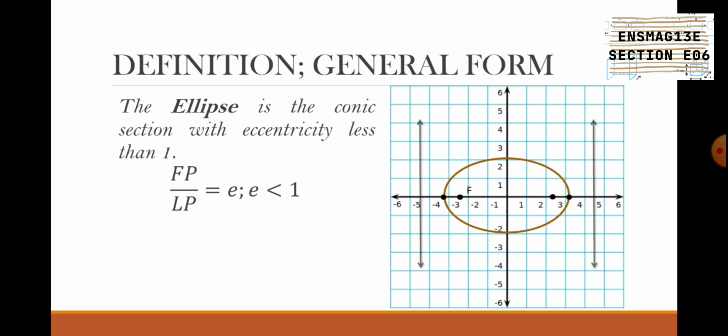In this figure, we have an ellipse, and your point F is the focus of your ellipse, with point P with coordinates x and y. Its distance going to your directrix and to the focus is given by the equation of its ratio.